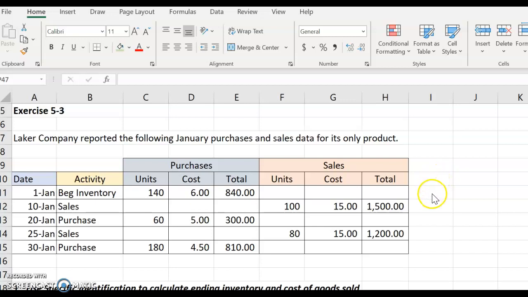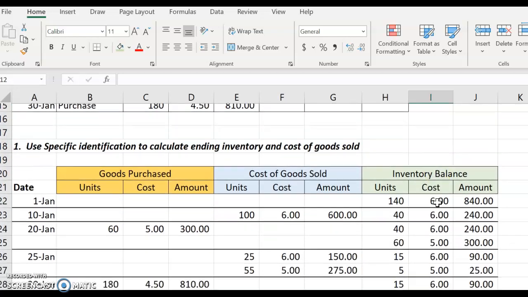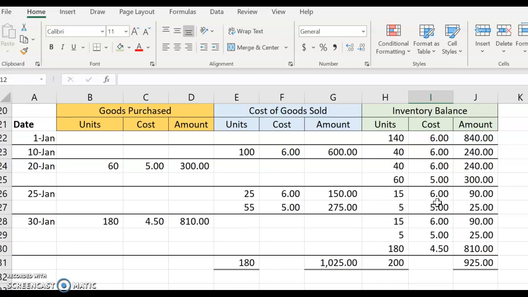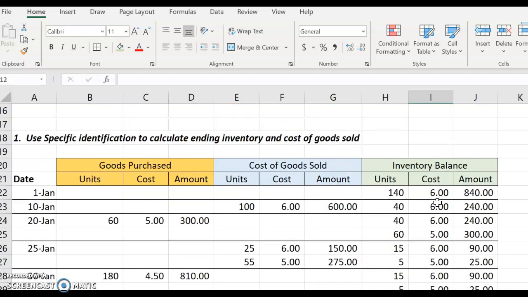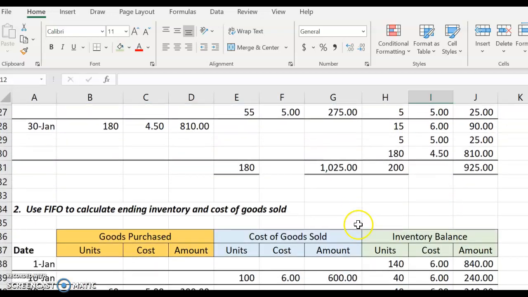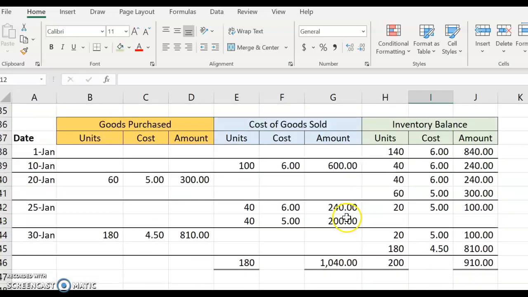Next, you're being asked to analyze this problem. So what we did, this is a full solution. I've got all of them together here. Remember, first we did the specific identification. That resulted in a cost of goods sold of $1,025, and it had an inventory balance of $925. The specific identification method, again, is the most precise. We're matching the goods sold with the costed goods, so very precise, but very difficult and time consuming to do. Most of the time, the cost is greater than the benefit we receive from doing that.